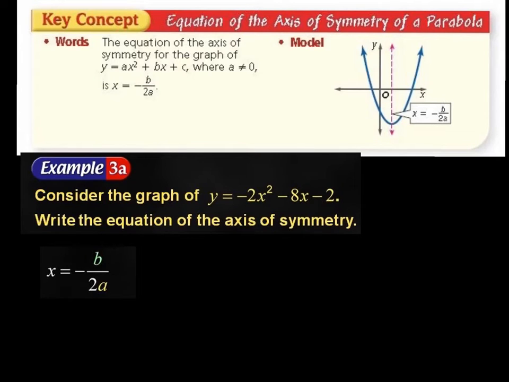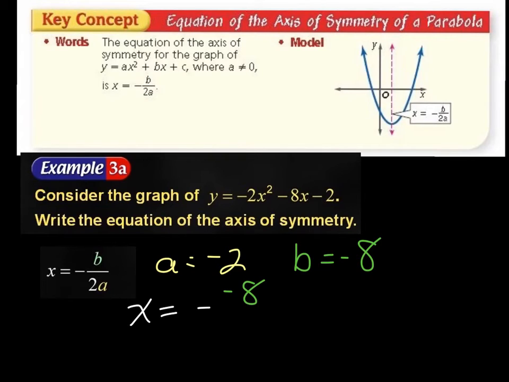Consider the graph of y equals -2x squared minus 8x minus 2. Write the equation of the axis of symmetry. A is the coefficient of x squared, so a is -2. B is the coefficient of x, so b is -8. So when we use the equation, x equals -(-8) over 2 times -2. We've got 3 negatives. It's okay.